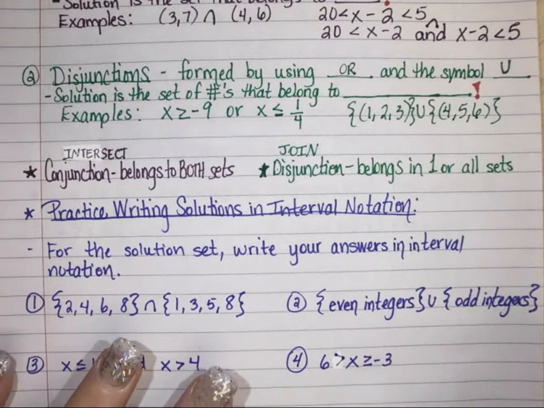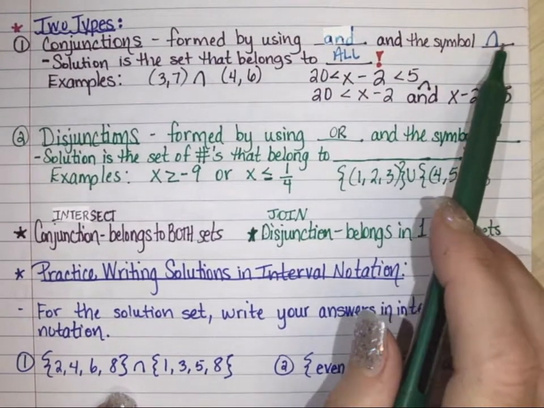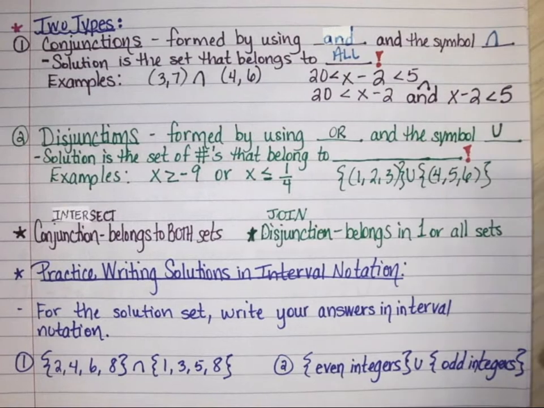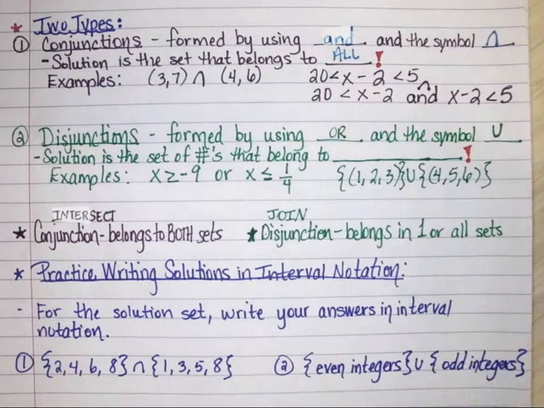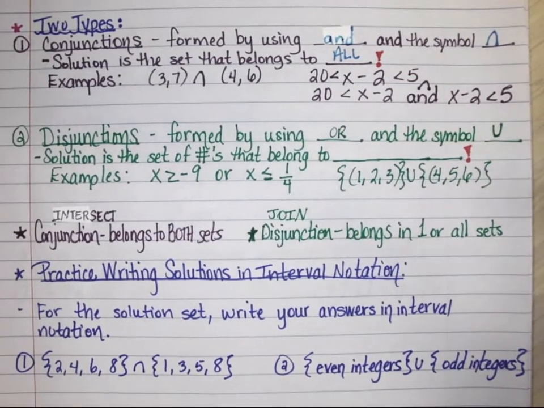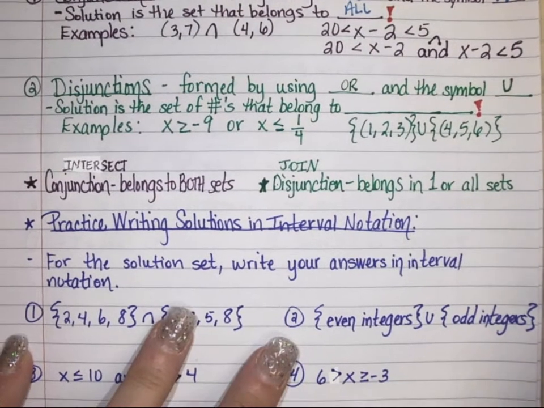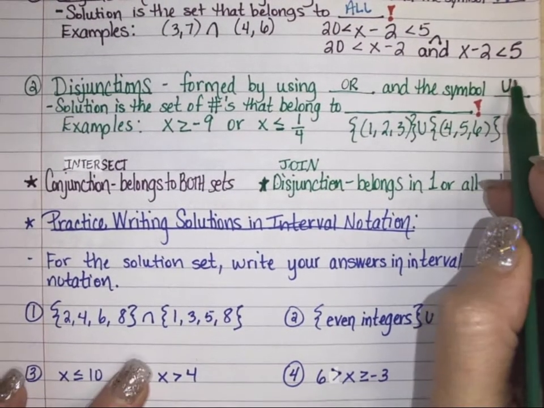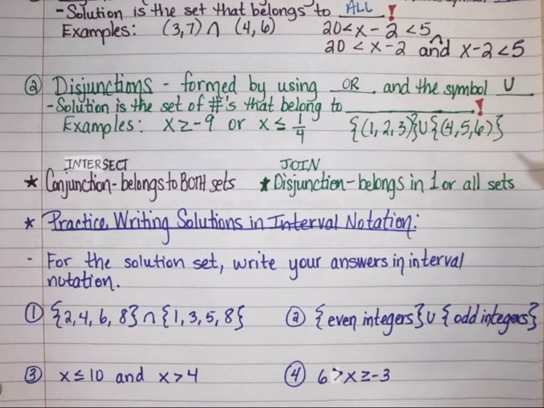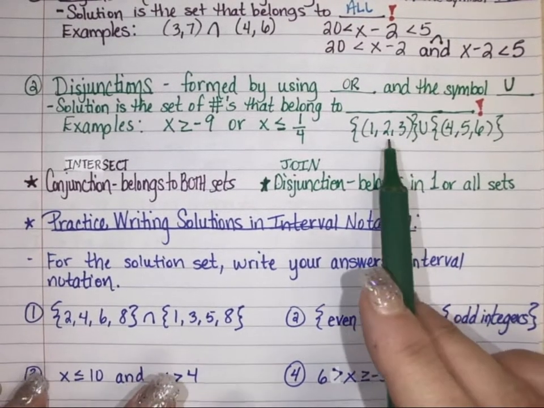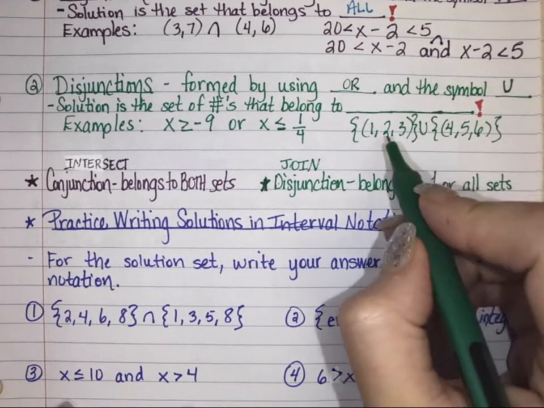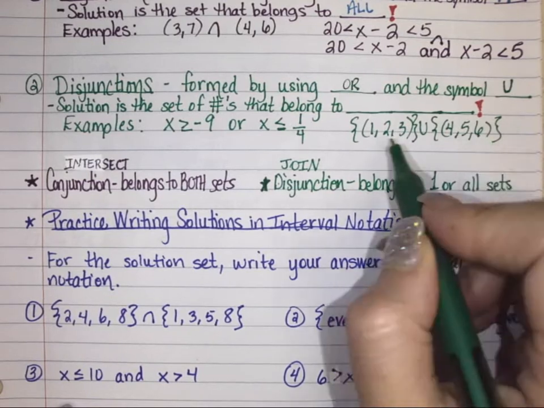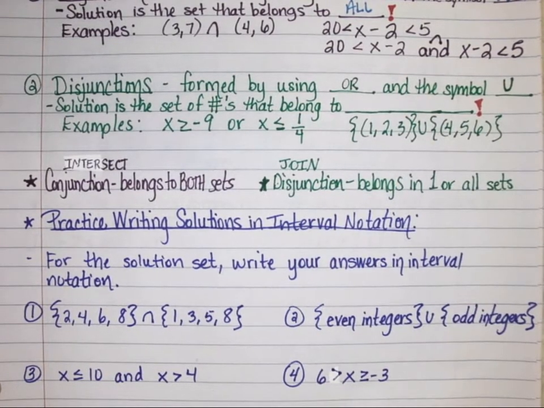When you have and or that symbol, you're looking to find the set of numbers that belong to all. So you're looking for where all the solutions intersect or overlap. When you're dealing with disjunctions, you're looking to union or marry or join all solutions together. So if we were going to write this as a final solution, you would put 1, 2, 3 together with 4, 5, 6 to make that final solution set. Hopefully it will make more sense to you in a minute as we do some.